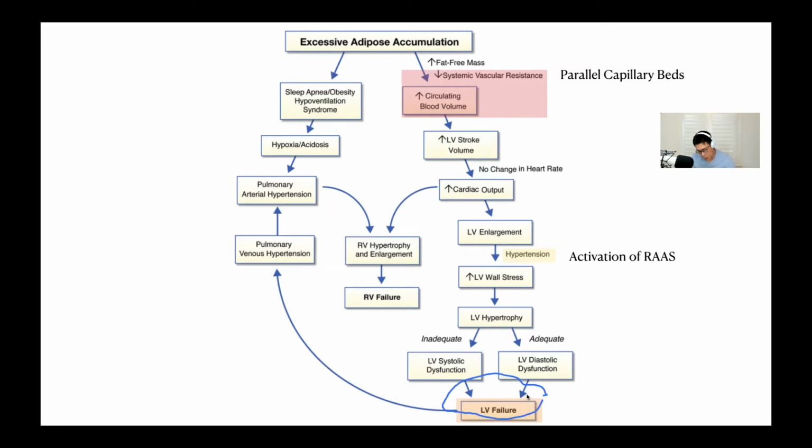Okay, so the two main points that lead to left ventricular failure are an increase in your circulating blood volume and a reduction in your systemic vascular resistance due to parallel capillary beds. And the second main point is the activation of your renin-angiotensin aldosterone system, which, when you combine all that together, leads to left ventricular failure. Now, I'm going to work down these steps here to show you what happens. I've got a blank page here.